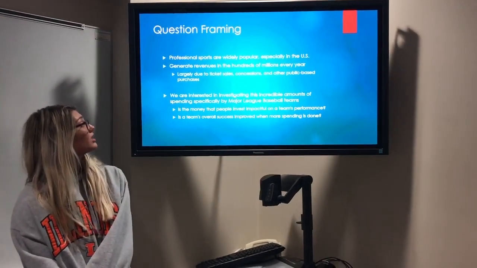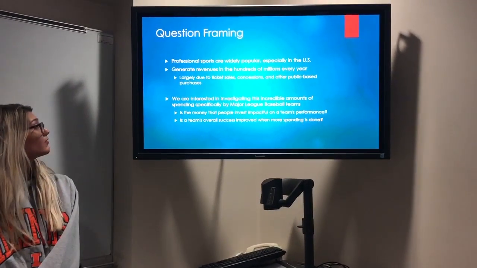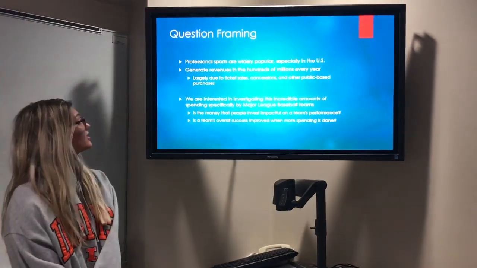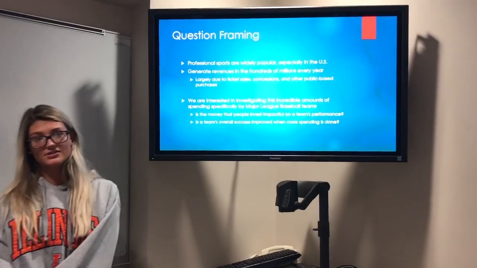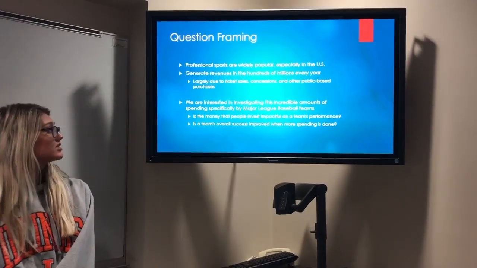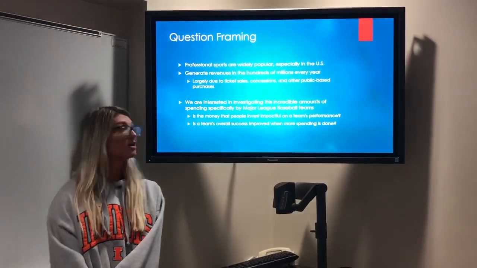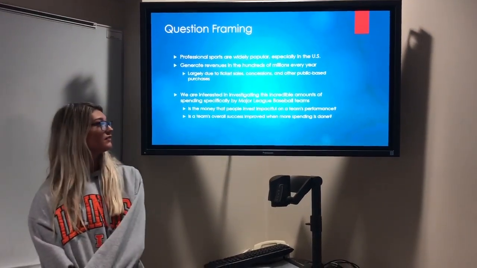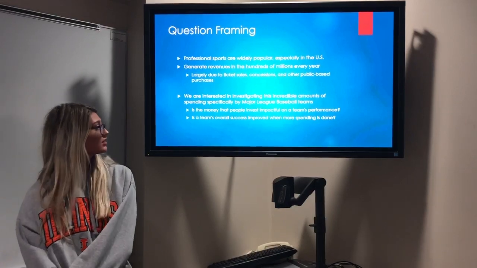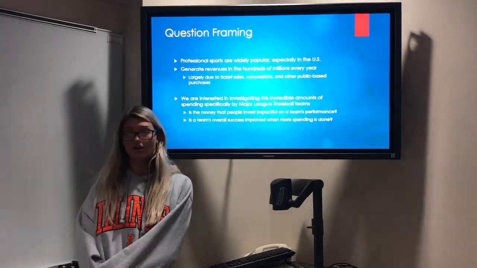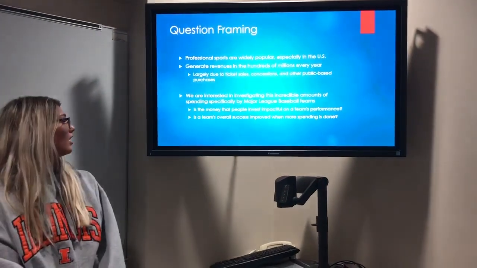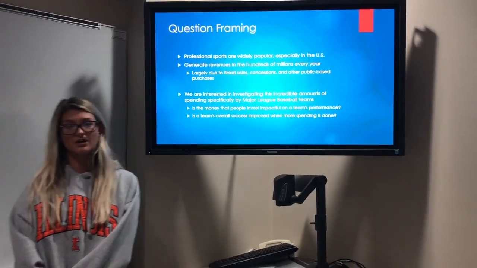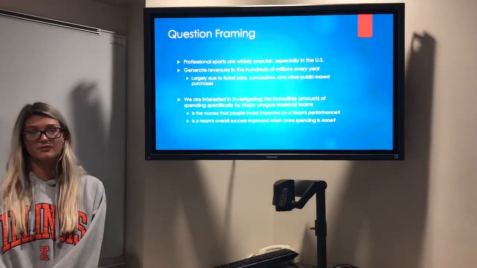So the question framing our motivation: we know that sports are widely popular in the US and they generate hundreds of millions of dollars every year due to ticket sales, concessions, and other public-based purchases. And then we are interested in investigating the amounts of spending by MLB teams. We want to know if the money that the people invest is impactful on the team's performance.